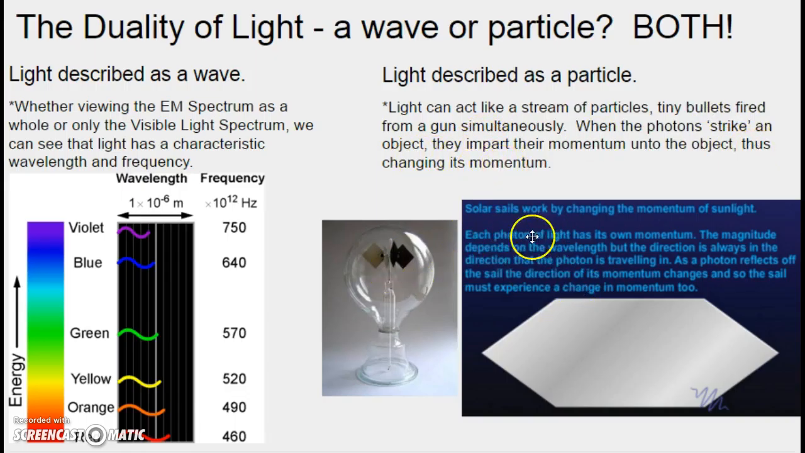So we can talk about solar sails. Solar sails are kind of the perfect example of that. A solar sail is simply a photon coming in, it hits it, it gets redirected, and the momentum is imparted onto the object, onto the solar sail itself.